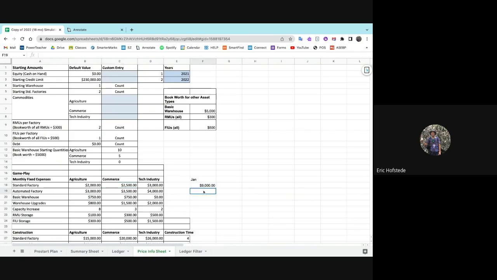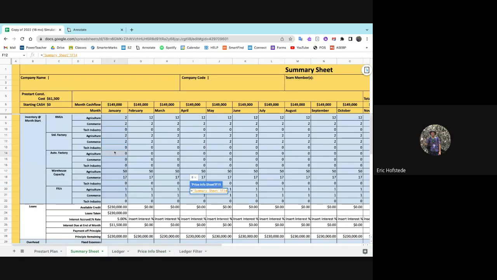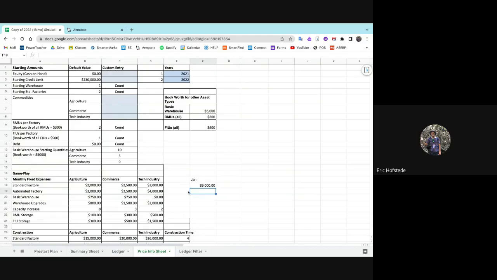All right, then I've got my automated factories. Actually, do I have any automated factories? No. If you look on the summary sheet, we've got none. All right, and I'm going to hit escape here because it thinks I'm trying to do a calculation, but I'm actually just going to leave that at 0 for this month.